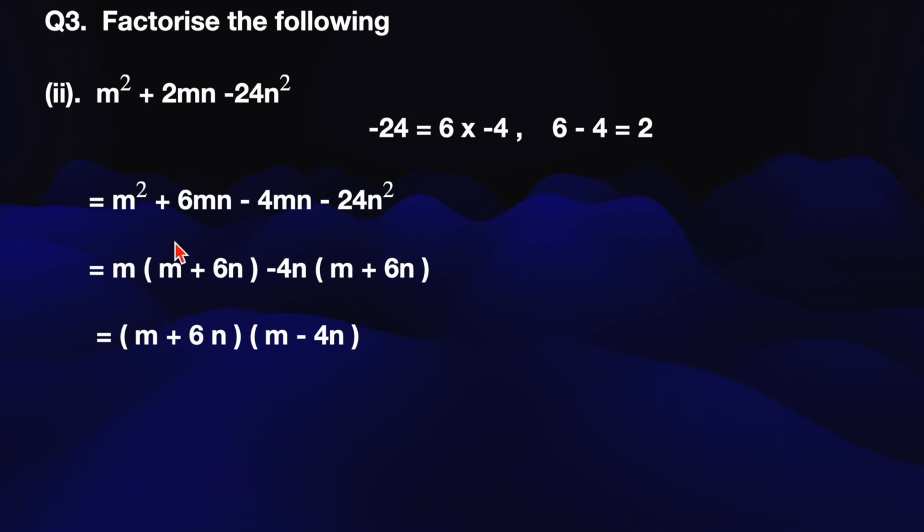Now take out common. Here m is the common factor. We are left with m plus 6n. Here minus 4n is the common factor. Remove it. We are left here with m plus 6n. m plus 6n is a common factor and within bracket m minus 4n. So these are the two factors.